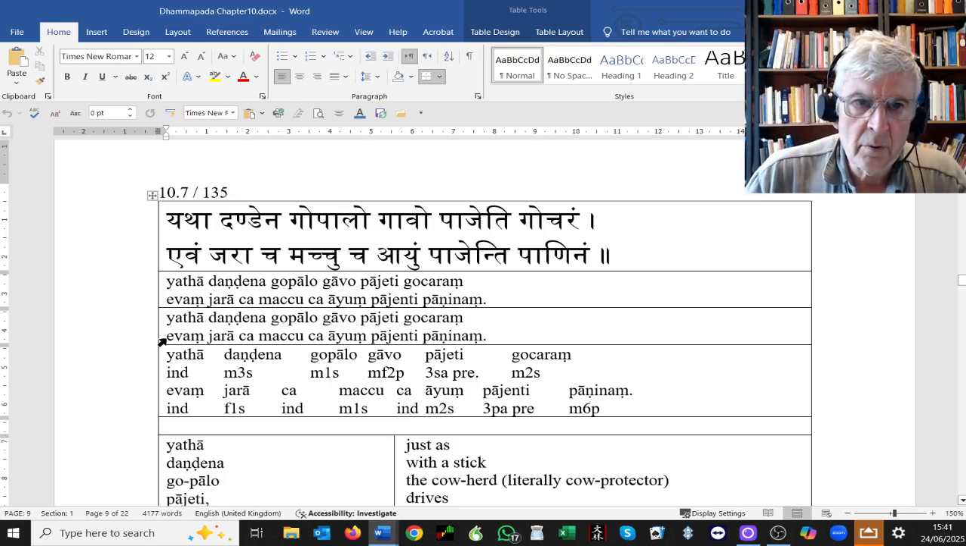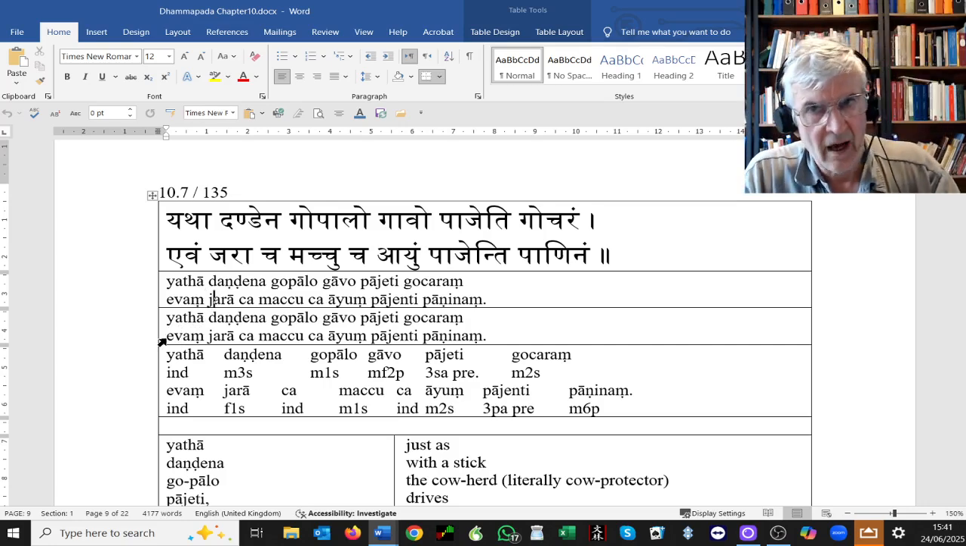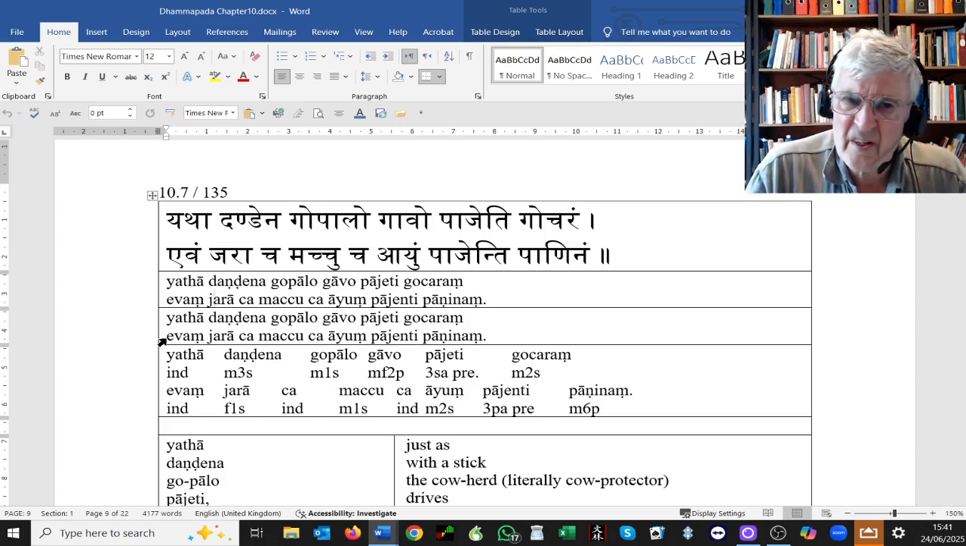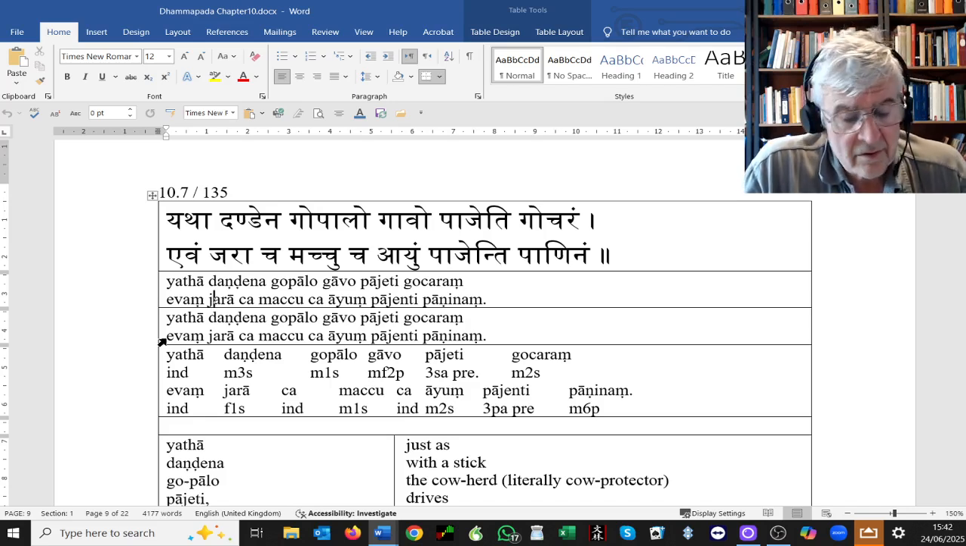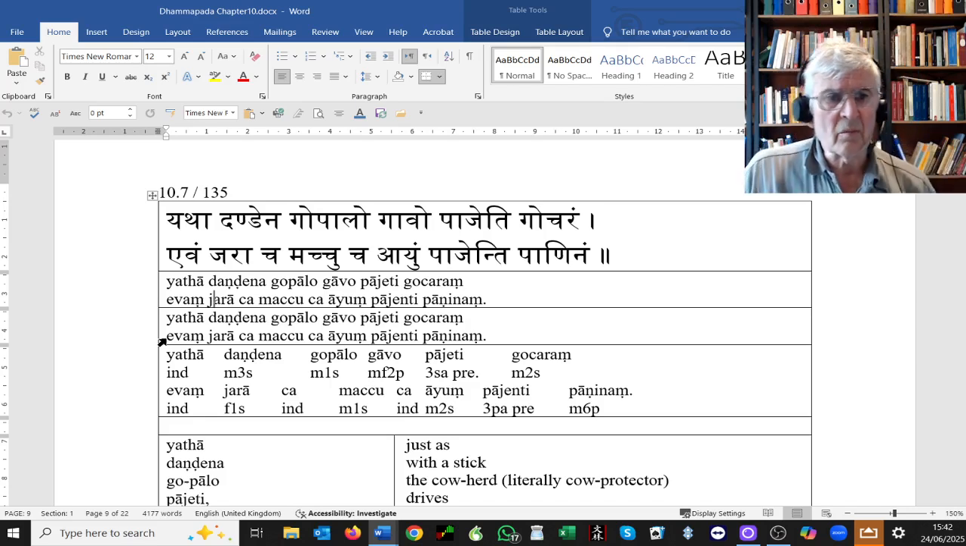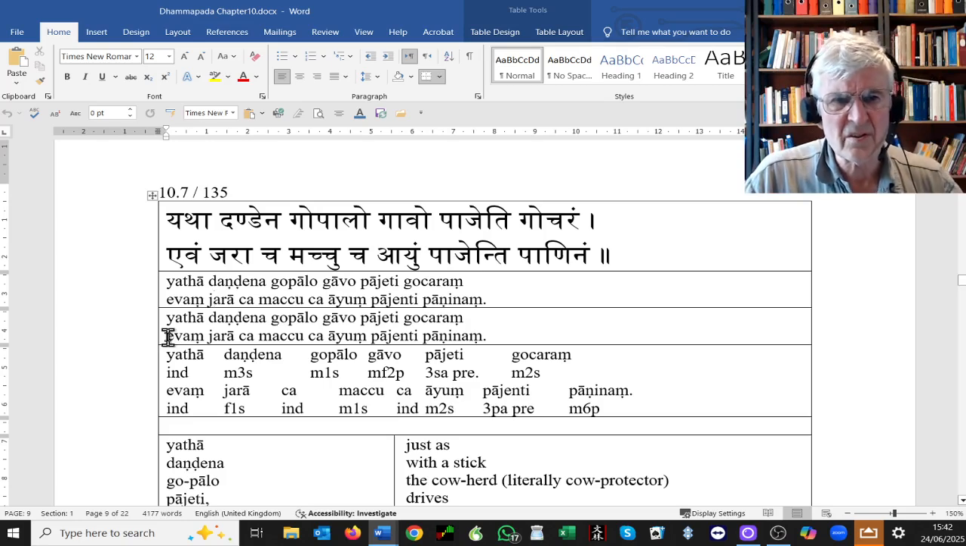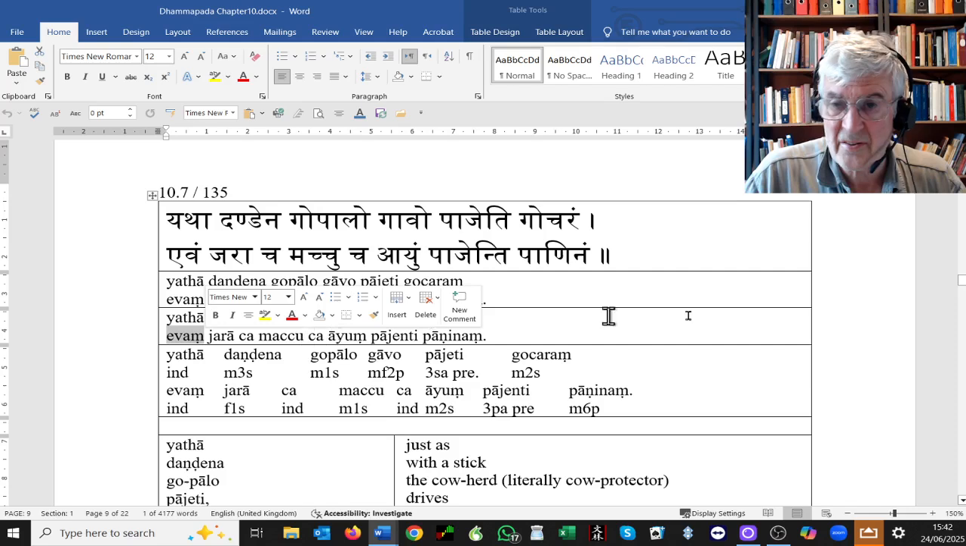This evam could equally have been tatha, and you often find that yatha correlates with tatha, but often you do find yatha correlates with evam, yatha evam. There's no distinction of meaning. I should say no distinction of meaning that I've been able to discern. Whether it's more emphatic, I doubt it. So you can treat it exactly as if it were tatha, thus.